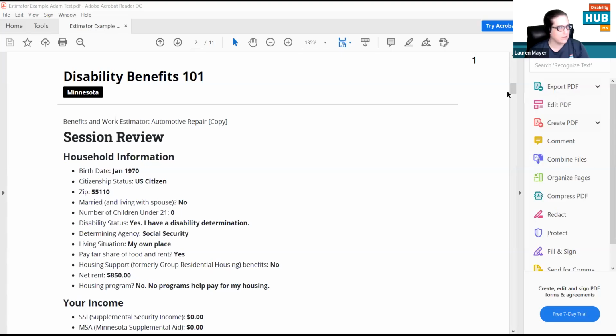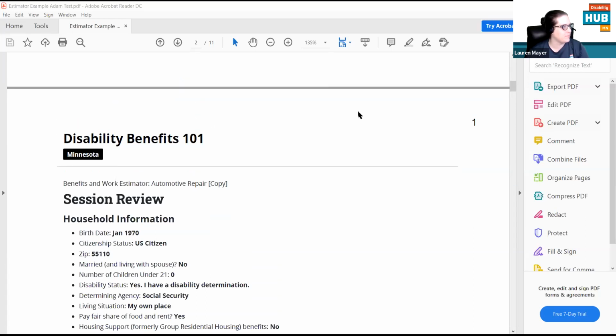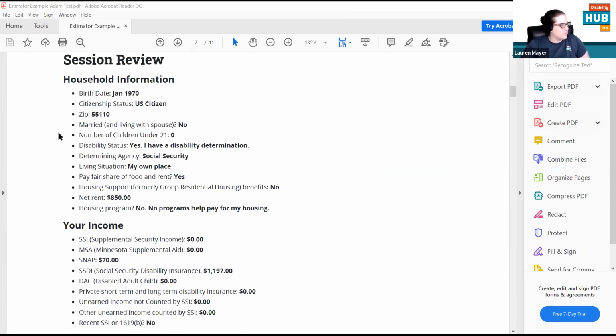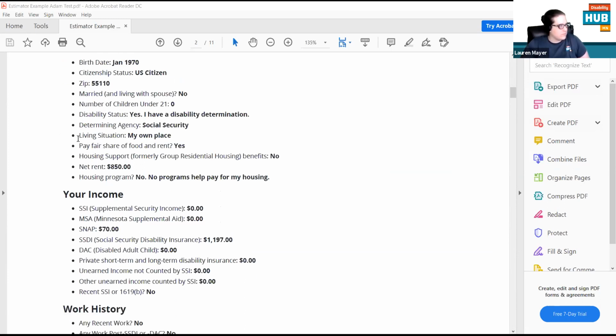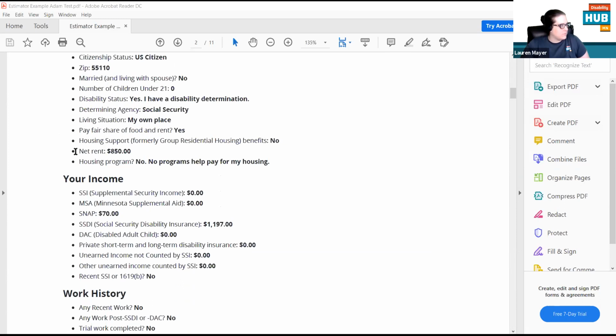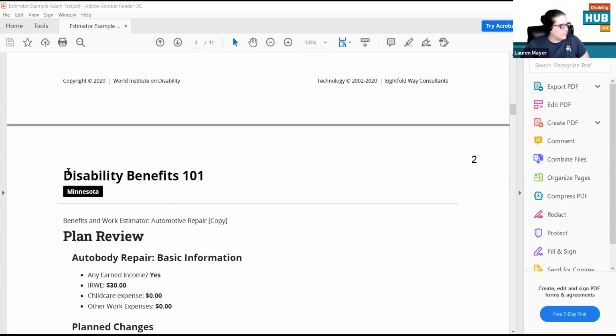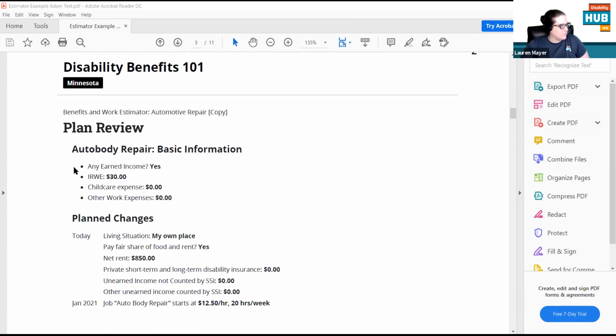the estimator example. This is just a sample estimator, not a client, but this is for training purposes that we use for our work and benefits coaches. Are you able to see that, Heather? Yep. Okay. As you go through it, it's going to give you a review of the session and all the answers that you gave about your household and your income and your work history, and your healthcare benefits. And then it's going to review your plan.